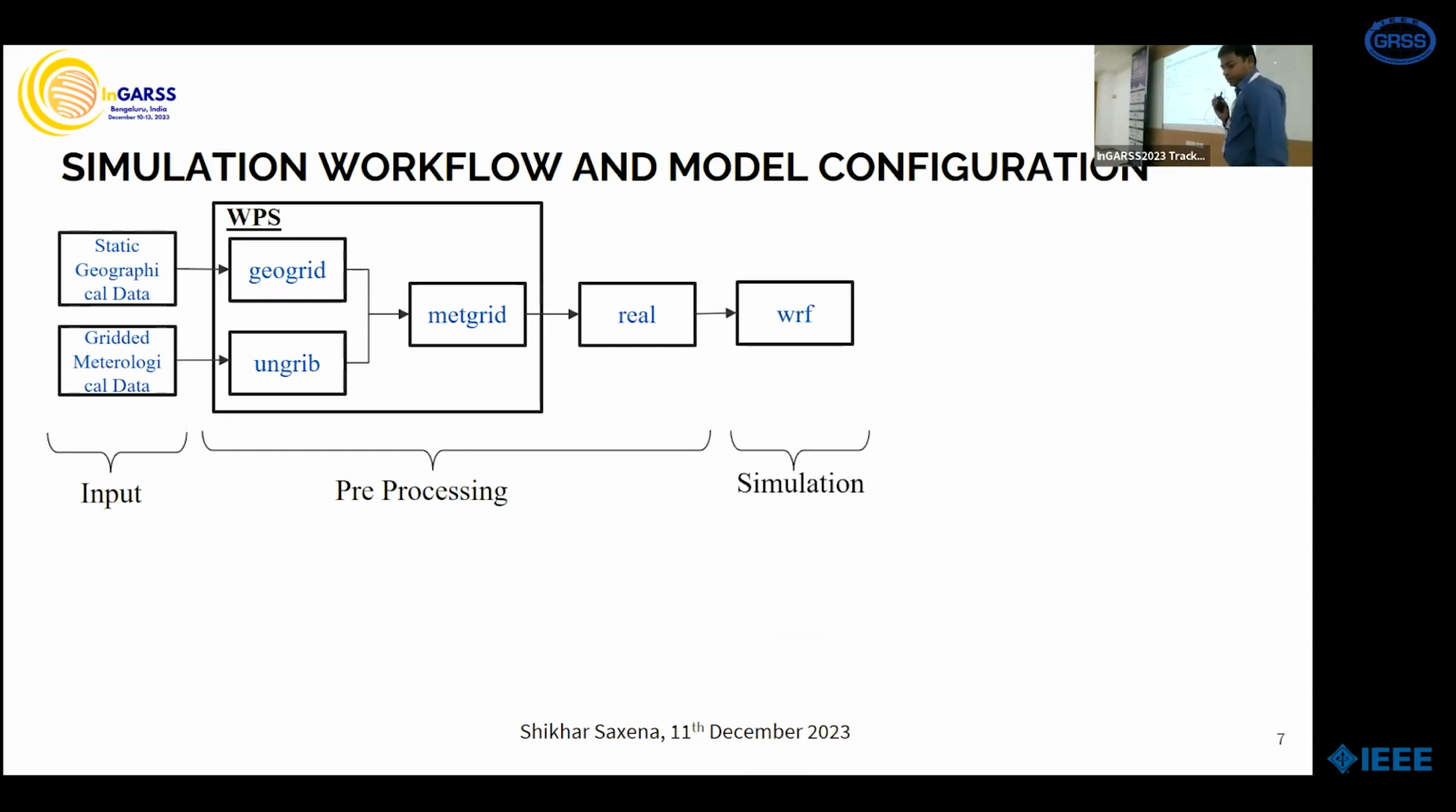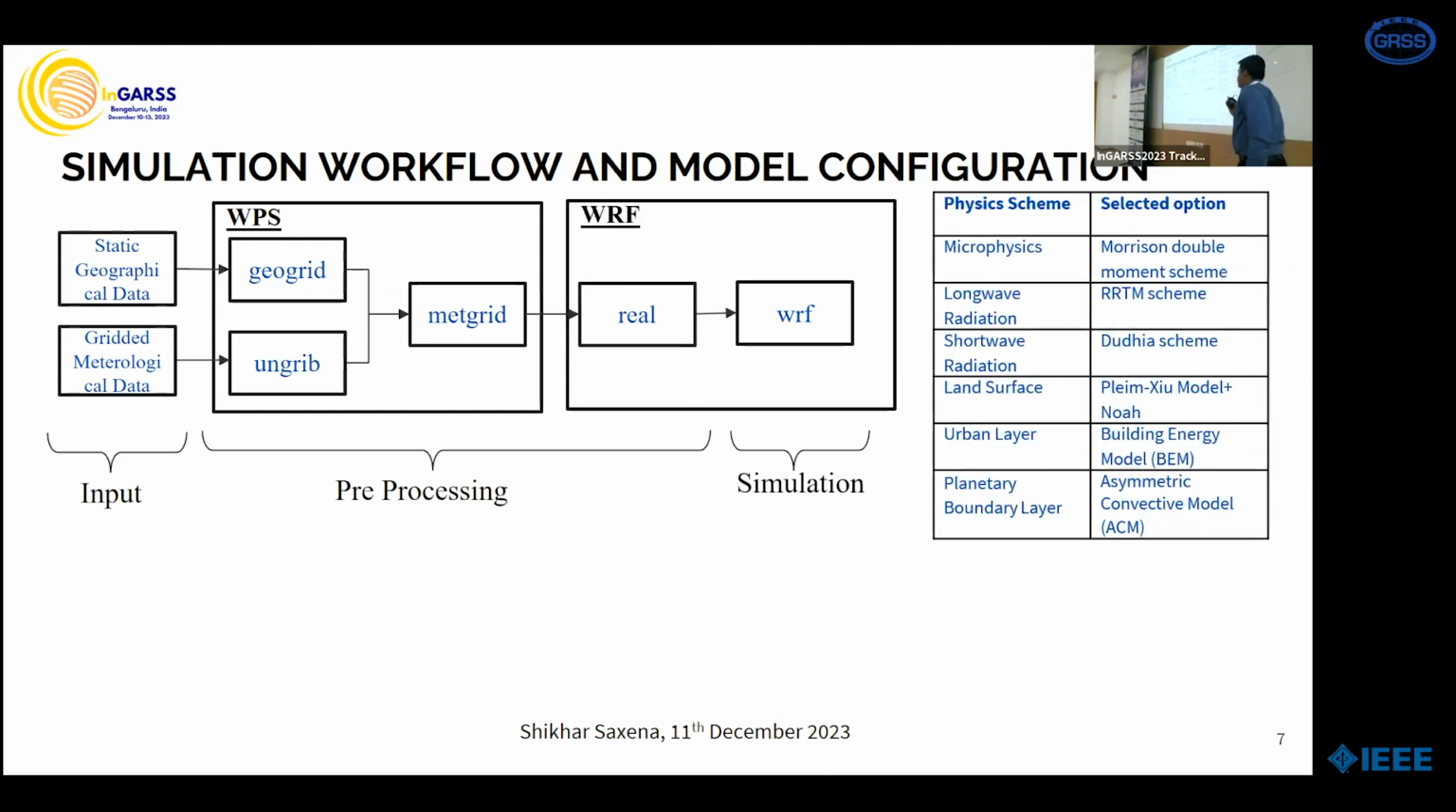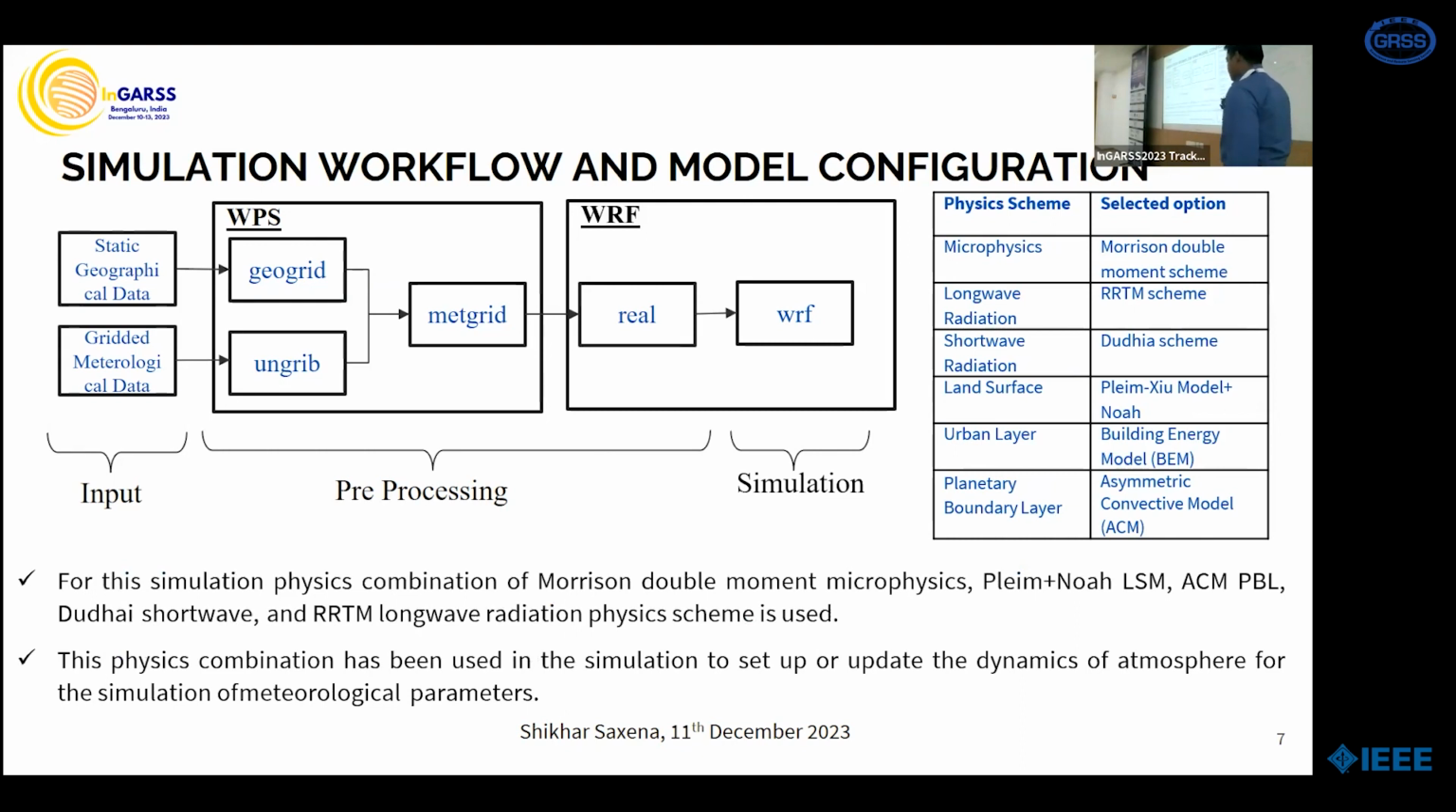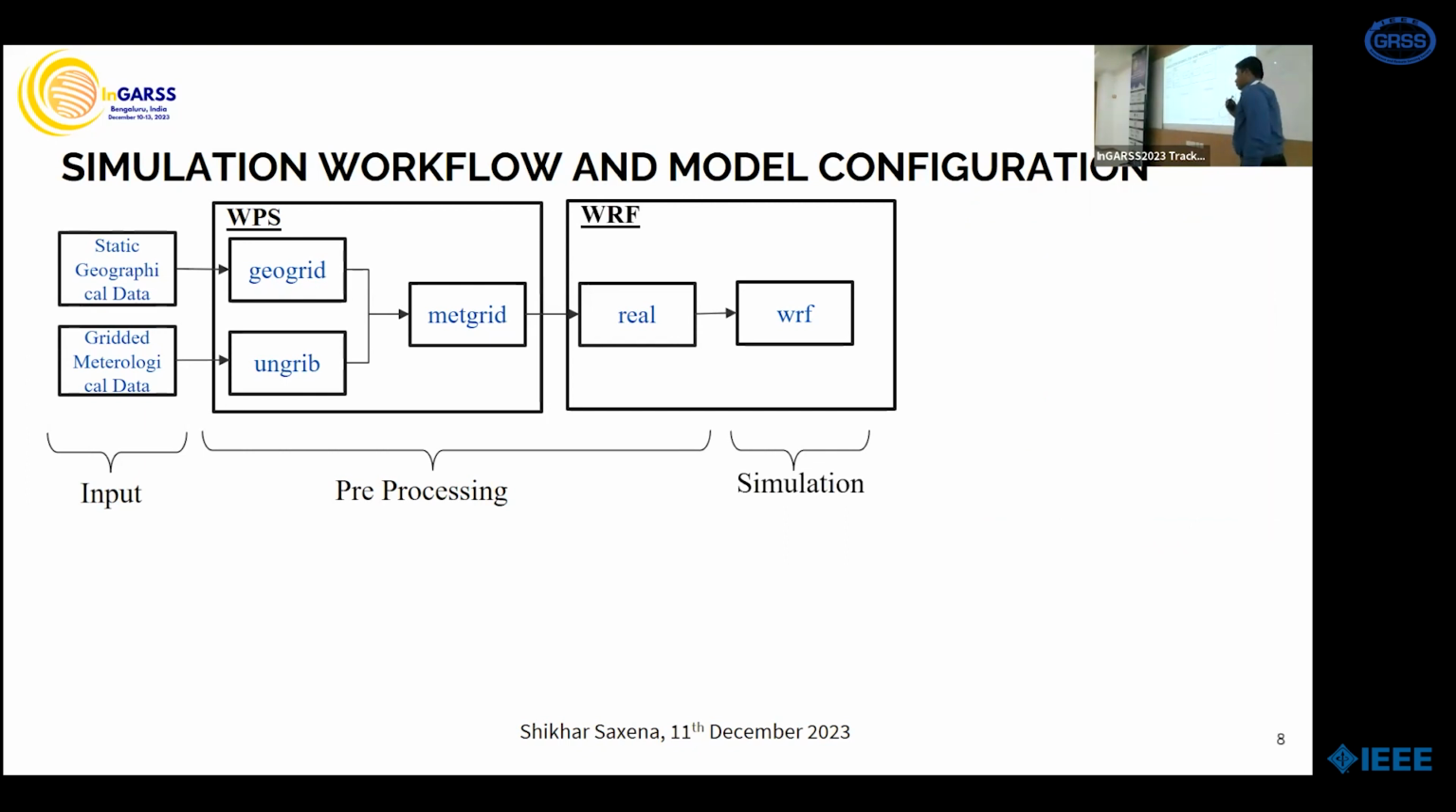Now coming to the simulation part, the input of the real executable, and after combining all those pre-processing steps, we come to the WRF simulation. This is known as the WRF itself. And these were the physics options selected for this study from the various literatures I have referred for this study area. The physics options are basically used in simulation to update or to change the dynamics of the upper atmosphere, as we also don't know how the atmosphere will behave on that particular day. This is all about the simulation part.